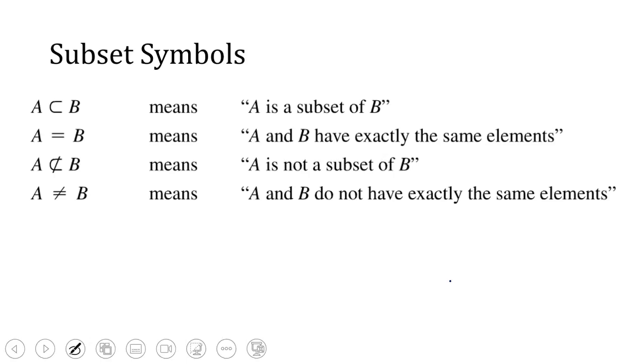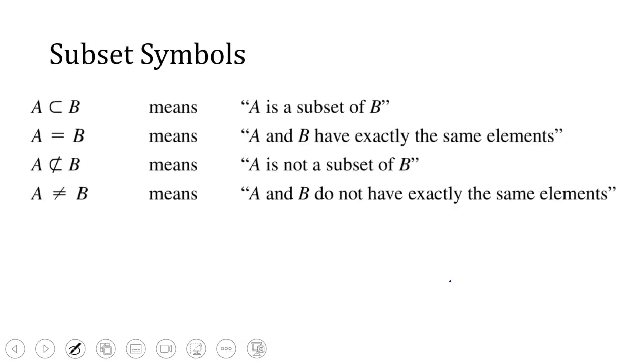So then the equal sign, the next one, means A and B have exactly the same elements. So the same members, the same numbers. And then the subset symbol for the next one with the line through means that A is not a subset. And then the last example is A is not equal to B, so they do not have exactly the same elements.